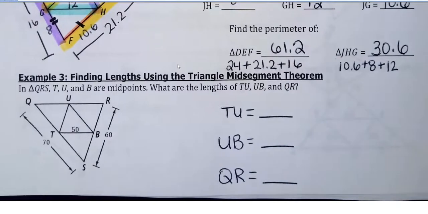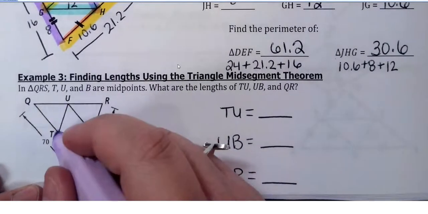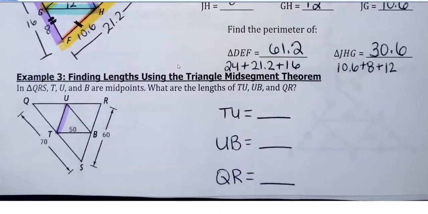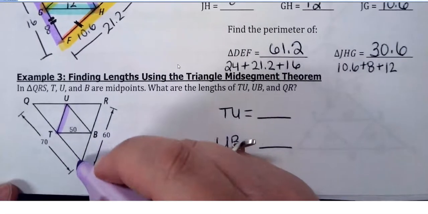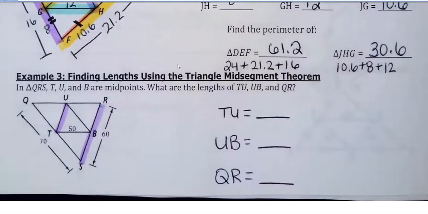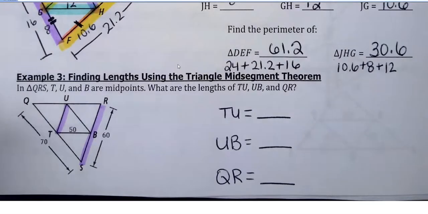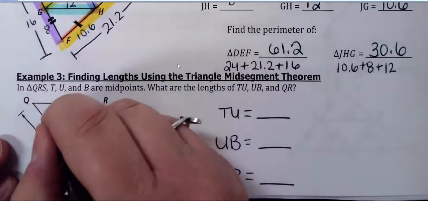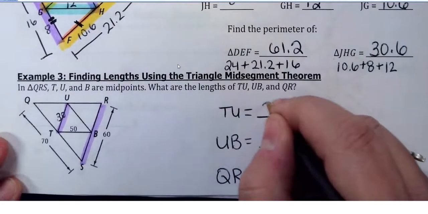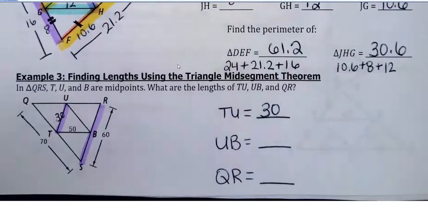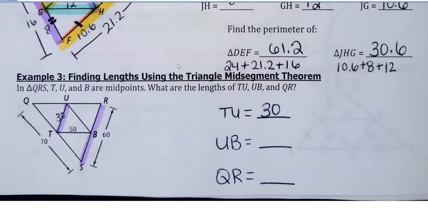Okay, so let me start with TU. Where is that at? Okay, so here's TU. This is a mid-segment. If you're doing a problem like this, you want to find the side in the triangle that it's parallel to, which I'm just going to highlight in the same color. So that's parallel to RS. What would you tell me the length of TU is? What do you think? Perfect, 30. This is 60. This will be exactly half of that, so this will just be 30. The mid-segment's going to be half the length of the side that it's parallel to.